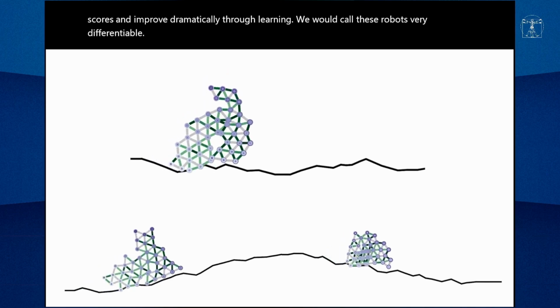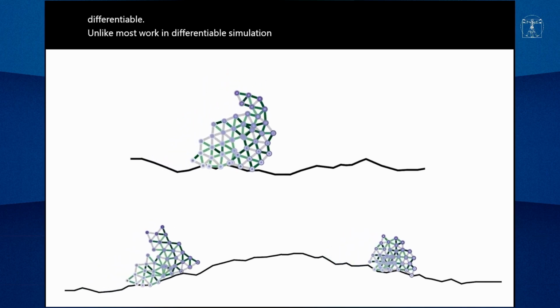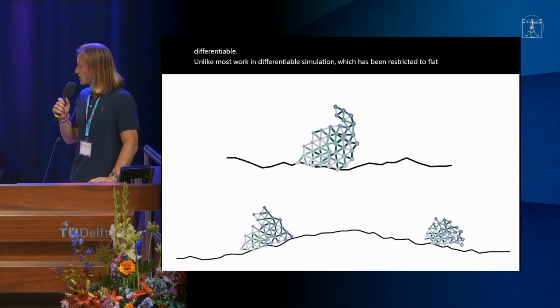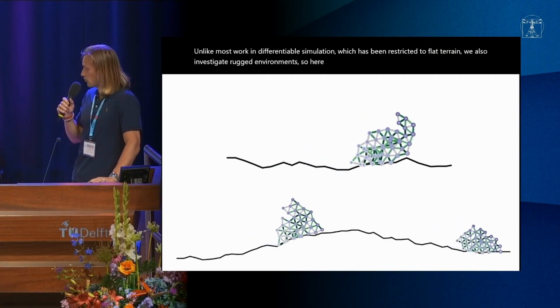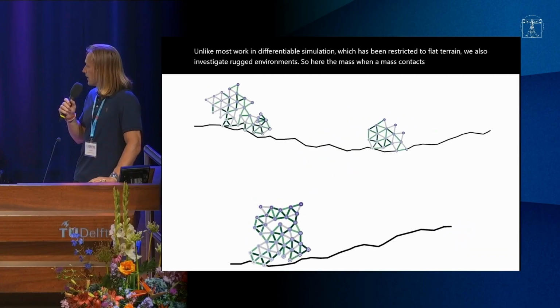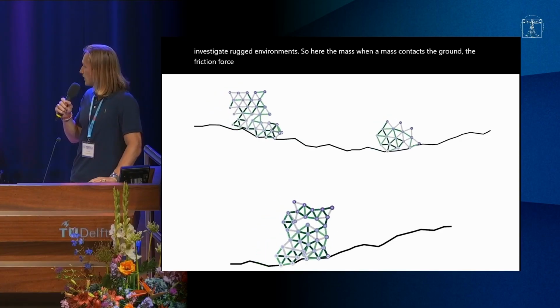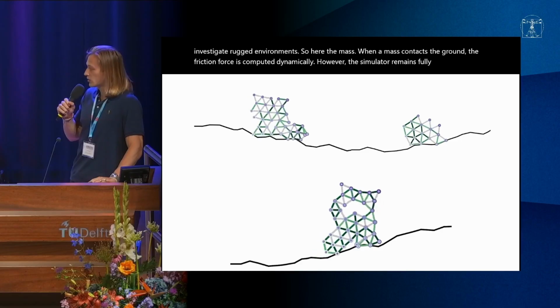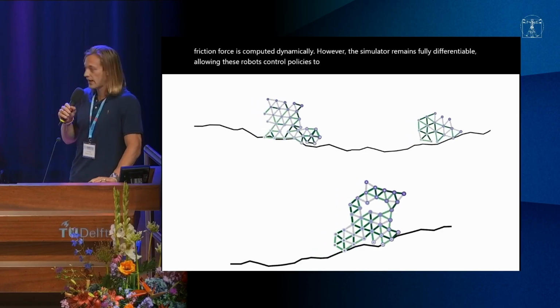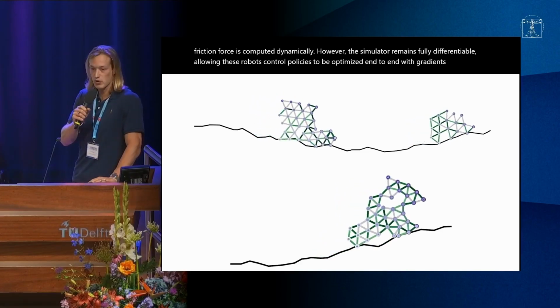Unlike most work in differentiable simulation, which has been restricted to flat terrain, we also investigate rugged environments. So here, when a mass contacts the ground, the friction force is computed dynamically. However, the simulator remains fully differentiable, allowing these robots' control policies to be optimized end-to-end with gradients that propagate through ground contact.